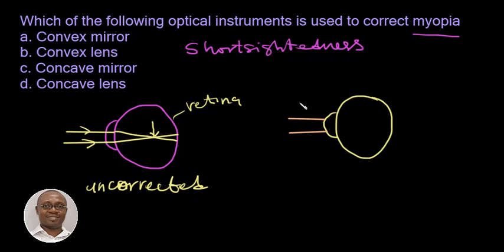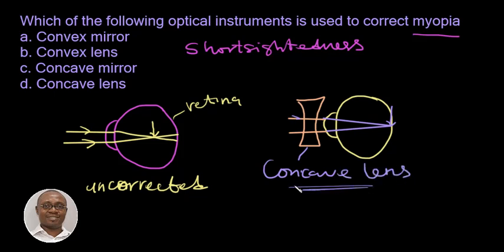Oh, sorry, let me pull the concave lens. This is the concave lens. With a concave lens, there's going to be diversion. So let us see the diversion. It is going to converge the image and focus the image on the retina. So this will now be the image on the retina as a result of the concave lens that is applied to it. So the answer option D is the right answer.